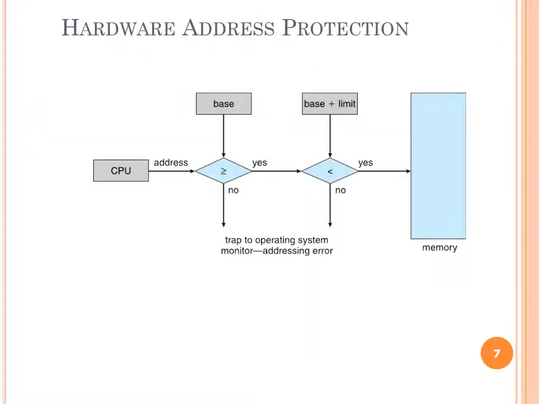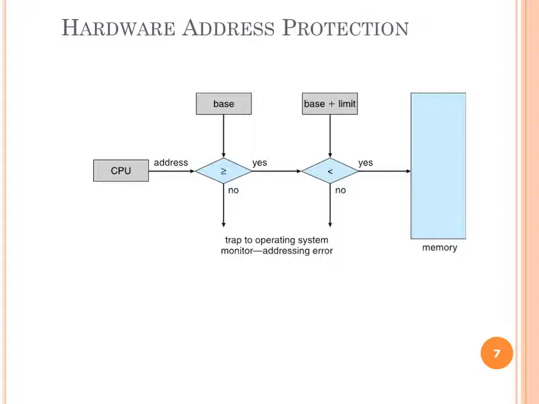This figure shows how hardware protection is provided for the logical addresses of the process. The protection of memory space is accomplished by having the CPU hardware compare every address generated in user mode with the registers. Any attempt by a program executing in user mode to access operating system memory or other users' memory results in a trap to the operating system, which treats it as a fatal error, as shown in the figure.